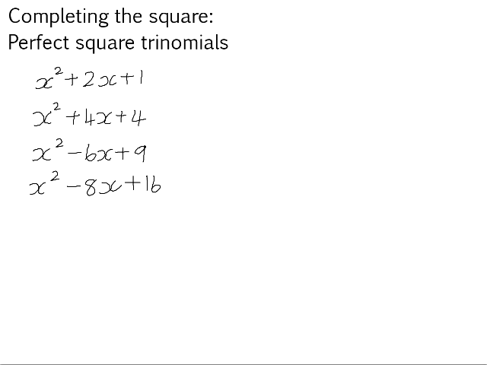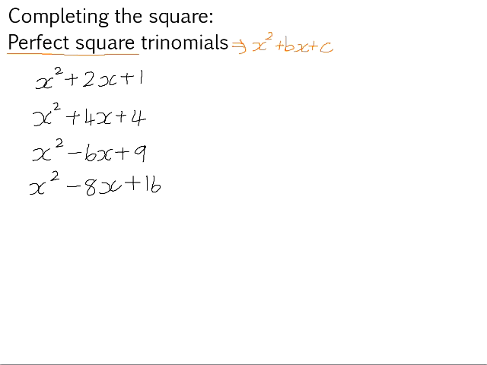In this video, we're going to have a look at a process that is called completing the square. And we complete the square with the intention of creating what we call perfect square trinomials. Okay, so we know that a trinomial is an algebraic expression that consists of three terms. In this case, we are looking at trinomials in the form of x squared plus bx plus c.